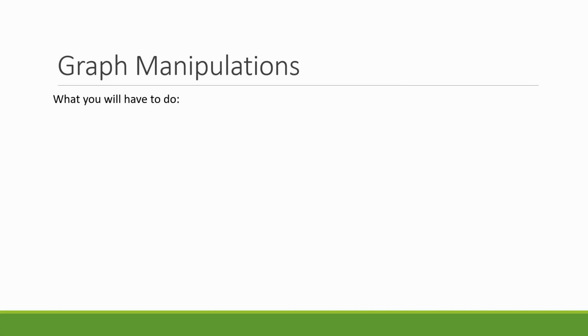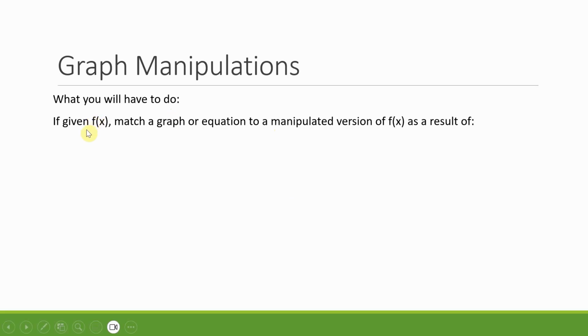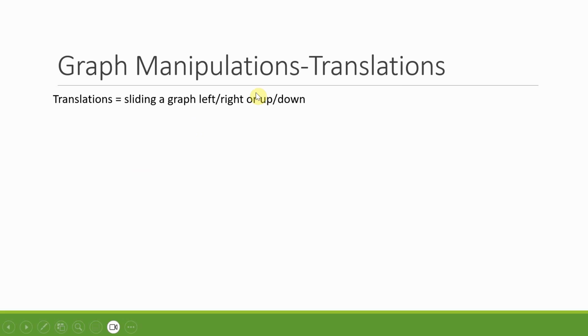We're going to start here with the graph manipulations. So what are we going to have to do with these on the ACT? Not too much, there's only two real things. If we're given some function, f of x, we're going to have to match a graph or equation to some manipulated version of that function as a result of either translations or reflections. It's just those two, really, that we're going to be seeing. They don't really test rotations because that's a bit more complicated than what's actually going to be tested here on an ACT. So let's start with the translations.